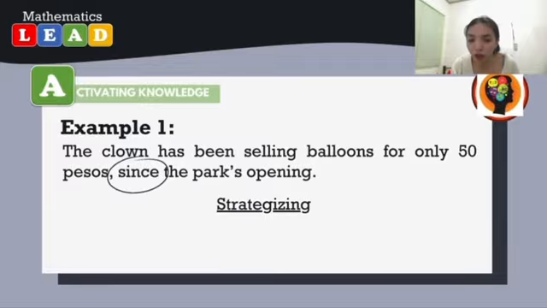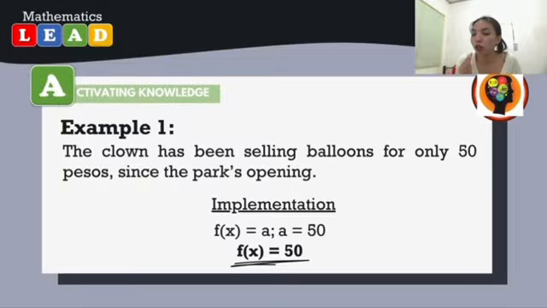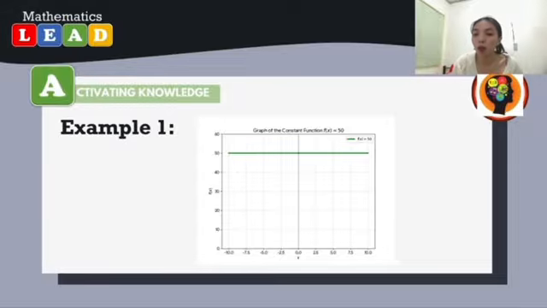Since we now know the function that we're going to use, we're going to implement the plan, in which we determine the value of the function by substituting the given values into the formula. It is easy in this part because we're using the constant polynomial function, which means we just substitute 50 to the constant a, where f of x equals a, and f of x equals 50 through substitution. Now we arrive at an answer of 50 pesos. If we graph it, we are going to form a horizontal line, proving that it is a constant polynomial function. Okay, I hope that everyone gets it. Let's proceed to our next example.